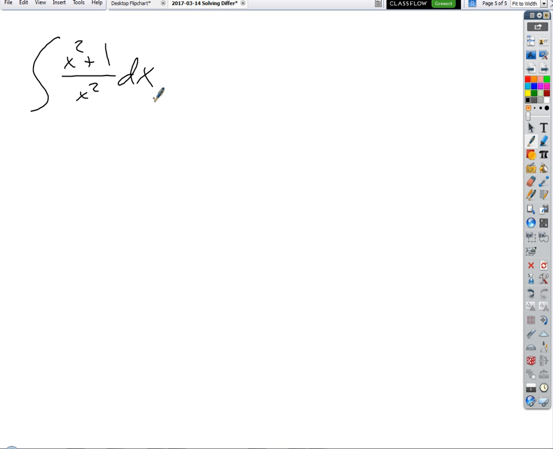Okay, I'm going to have to rewrite that integrand, right? Because if I look at that integrand right there, that's weird. That does not match any of our standard forms. But I can easily rewrite that. What's that going to become? The integral of x squared over x squared is 1, plus 1 over x squared, so that's going to be x to the negative 2, right?